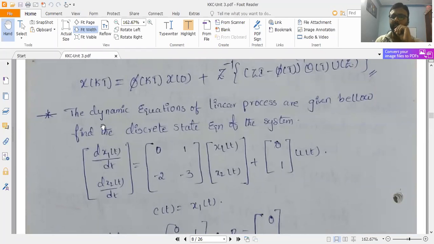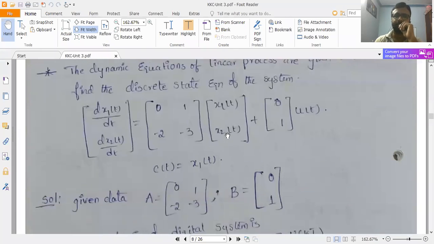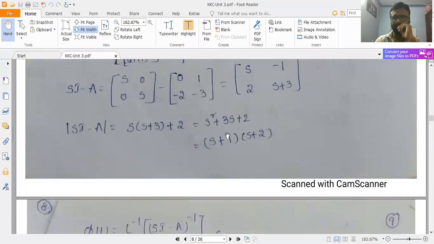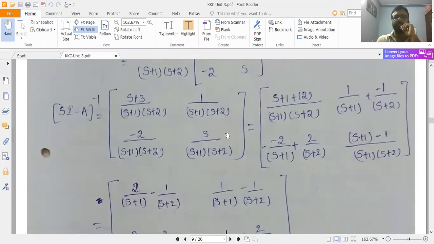That means we need to find out the discrete state equation of the system. These kinds of problems can be asked for 7 marks. It is directly a problem. Just by substituting these values, that is, calculating phi of kT and theta of kT, we are going to get the x of (k+1)T value. That is nothing but the discrete state equation of the system.